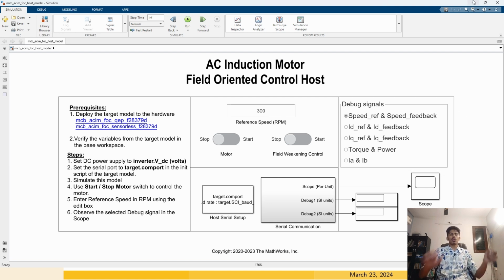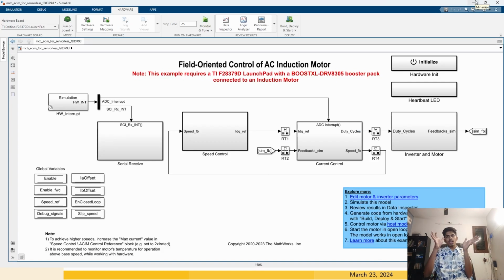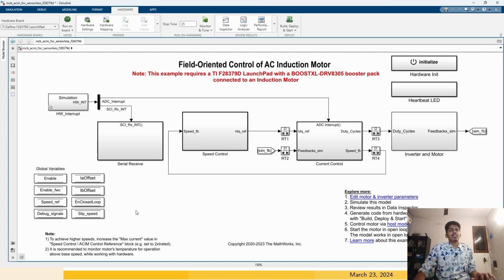That host model will be in our system, that is the laptop. But our actual FOC code, this entire code, will be converted to assembly code and sent to the C2000 LaunchPad. So that LaunchPad will be our target. So this is the host, this is the target. The communication between target and host is through serial communication, more specifically SCI communication. I think I will cover that in the next videos.